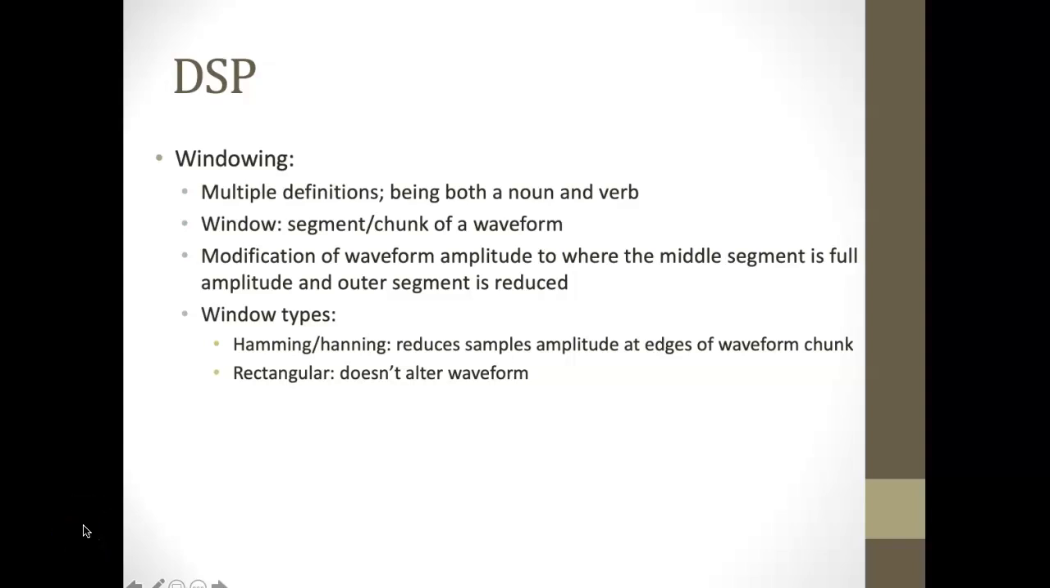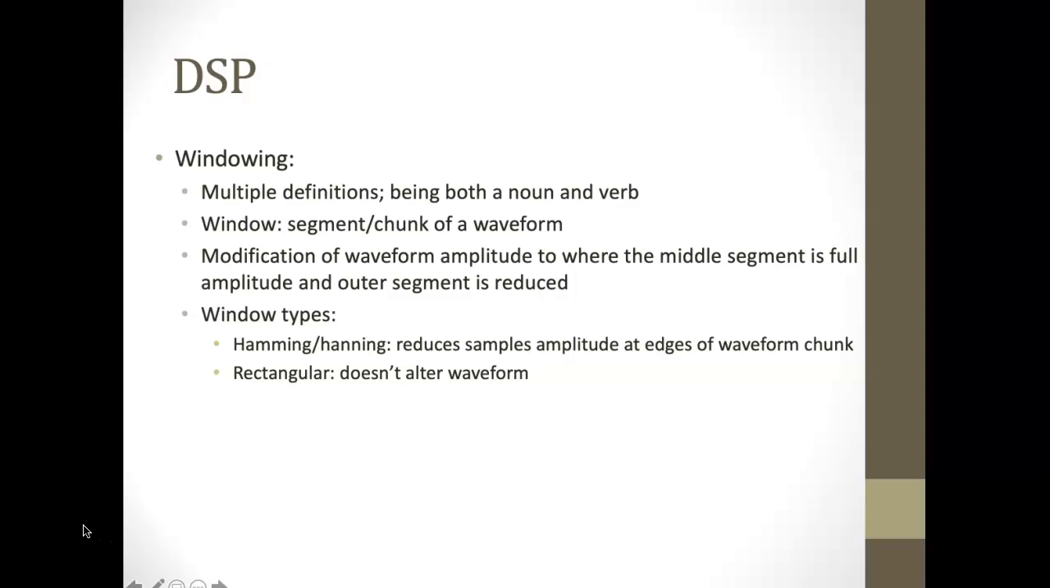Okay, so we're going to finish up the DSP lecture with the concept of windowing. And as I mentioned in class, windowing is used when you want to analyze a signal, and when you do so, you have to do it in particular chunks, as they call it. There are different types of windows you can use: Hamming or Hanning, rectangular. There's a whole bunch, but those are the ones that are pretty common.